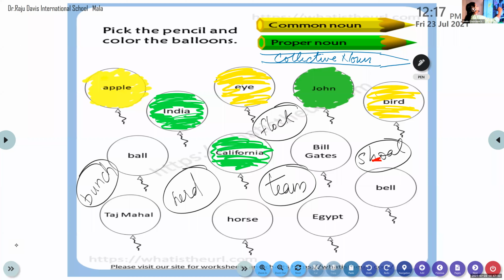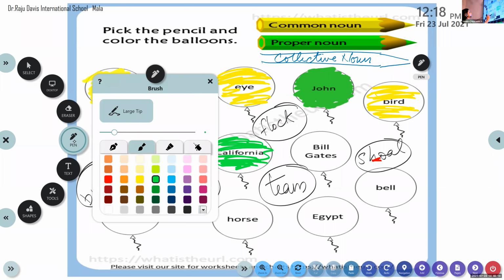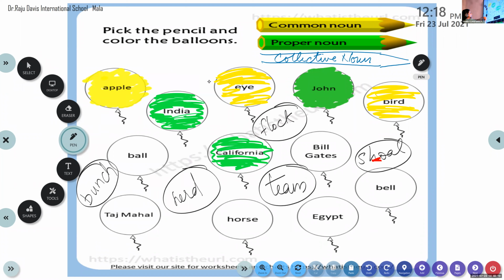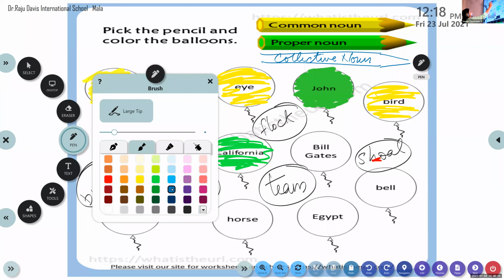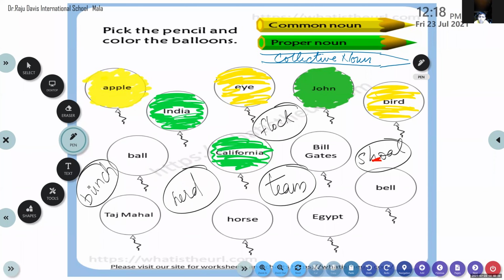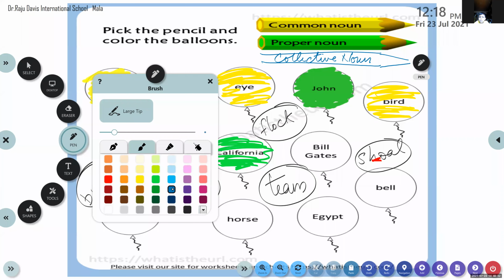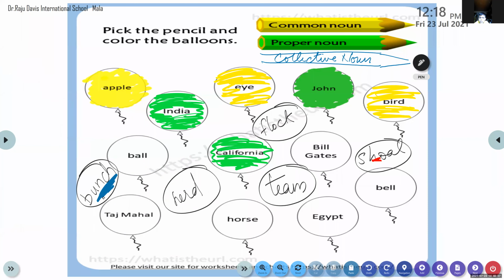Pavan, come on. Bunch. What noun it is? Common noun. Bunch. How come, my dear? Proper noun, common noun? What kind it is? Bunch of grapes. What is that bunch of grapes? What noun it is? Collective noun. Children, when you look at the words, you can't identify whether it's a common noun, proper noun, or collective noun. Yes, when we look at the words, it's very easy. Bunch is a collective noun. Okay? Bunch is a collective noun.